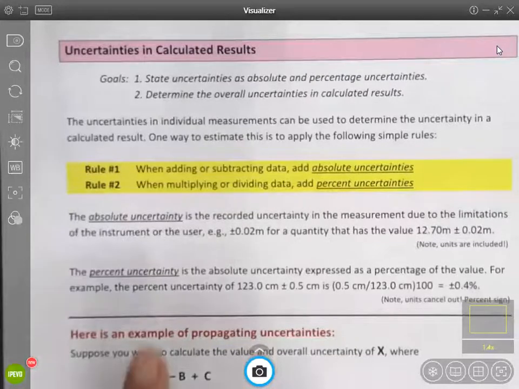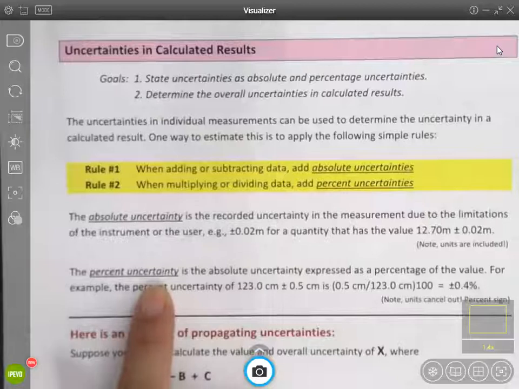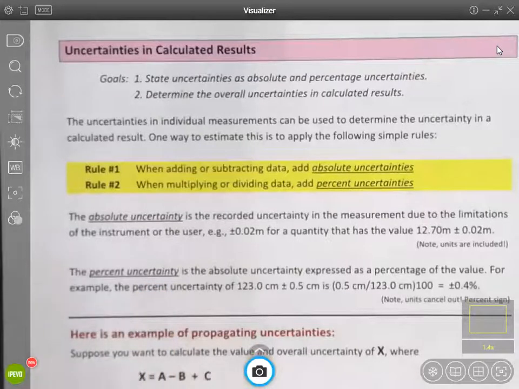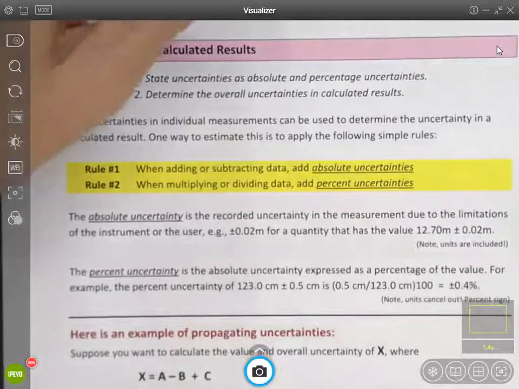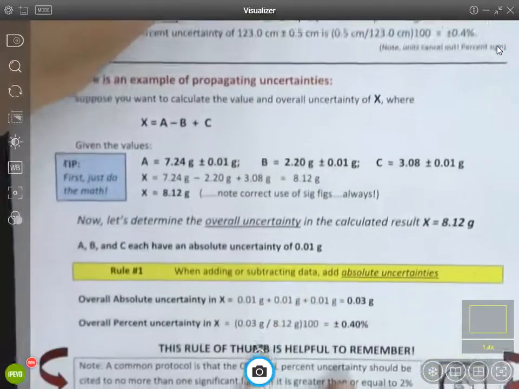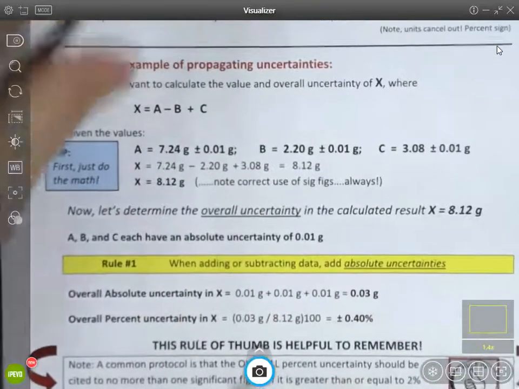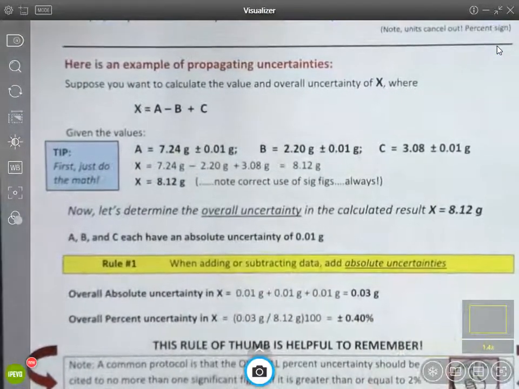Down below that are again examples. What do I mean by absolute uncertainty and what do I mean by percent? It shouldn't be too hard, right? We're only going to use 2 rules. So let's see how this works. I have an example that's worked for you at the bottom of page 3. Suppose you want to do the following calculation. I want to know what X is, and we have A, B, and C as our variables, and their measurements are given.